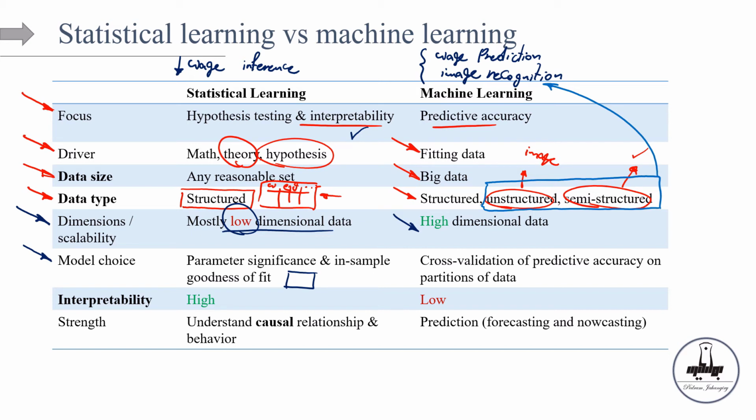And we are interested in parameter significance. We want to see, for example, if the effect of education, the parameter beta 1, was significant or not, statistically and economically.